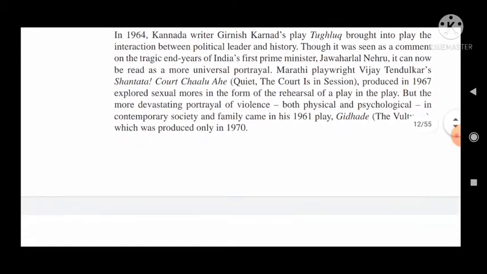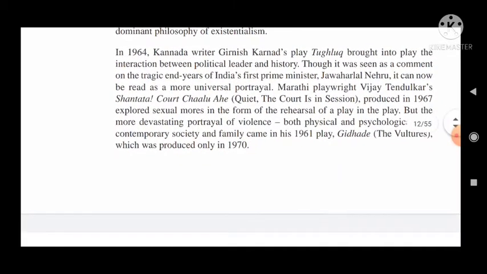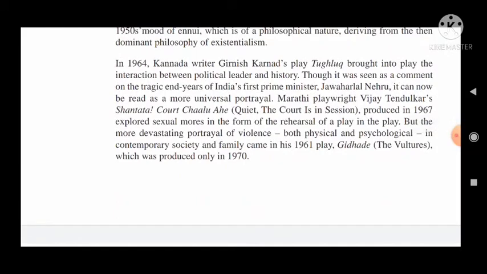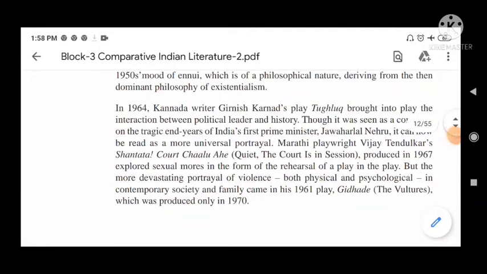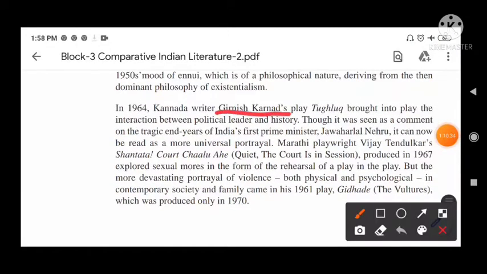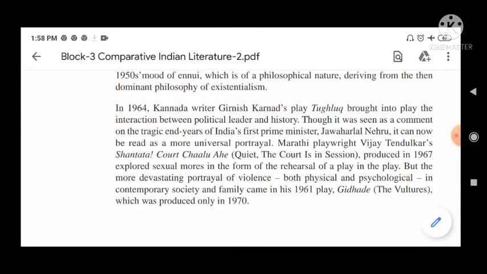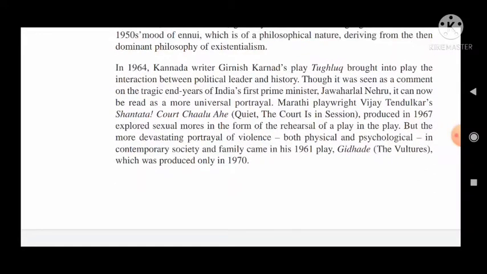In 1964, Kannada writer Girish Karnad's play Tughlaq brought into play the interaction between political leader and history. So, this is the main point, you can note it down because it is very important. Though it was seen as a comment on the tragic end years of India's first Prime Minister Jawaharlal Nehru, it can now be read as a more universal portrayal.